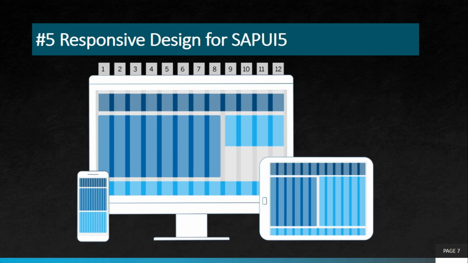The next one is responsive design for SAP UI5. This project involves making an SAP UI5 application responsive and accessible across multiple devices, including desktop, tablets, and smartphones. For that, you need to use certain libraries like sap.m, which is by default a responsive design library, right?